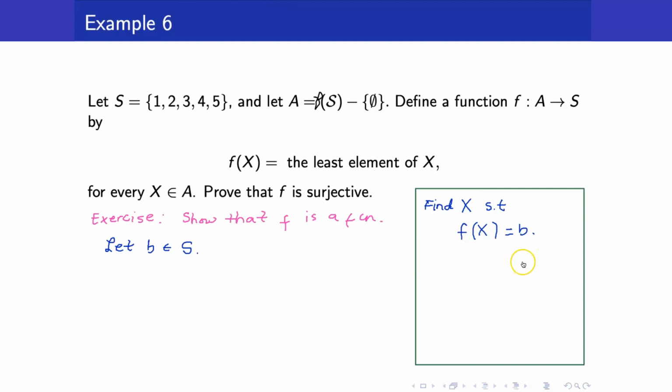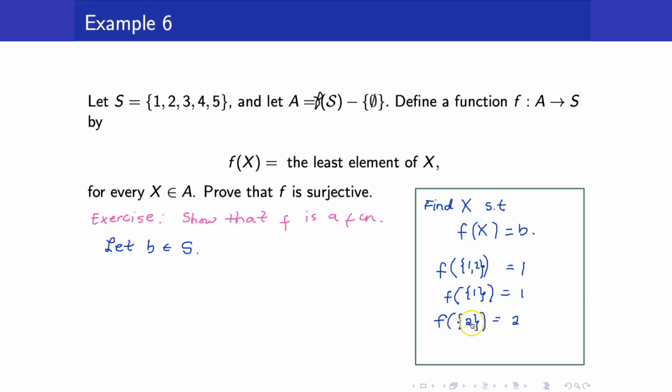For example, when B is equal to 1, what would be an element X that we can take? We want 1 to be the least element. So, we can have {1, 2}, correct? But we can also have, just for it to be simple, this one, {1}. Correct? The least element of the set containing 1 is just 1. For example, 2, this is the image of the set containing 2.